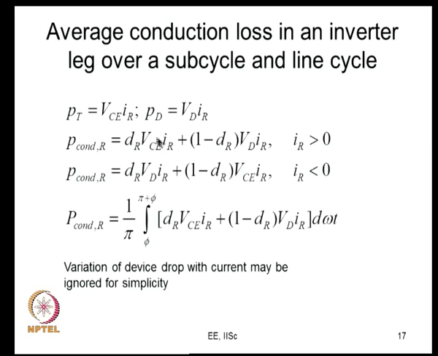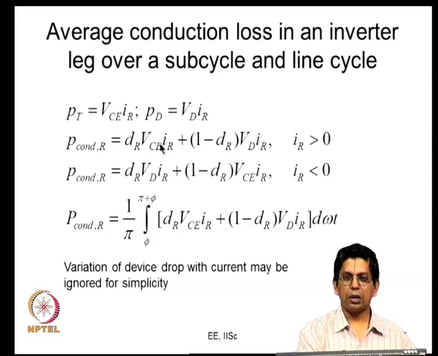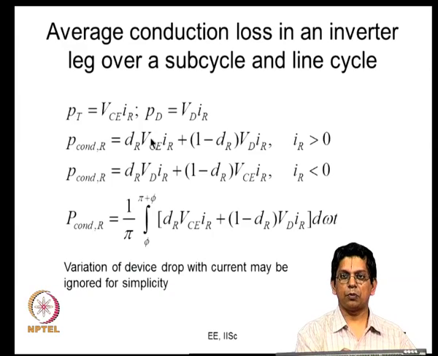You can look at the maximum drop and calculate with that, which gives what is called a pessimistic figure. That is, your estimate could be on the higher side, but it is pessimistic. You can say that my conduction loss is not going to be worse than so much. So, you can use the typical value or the maximum value to get a pessimistic estimate.